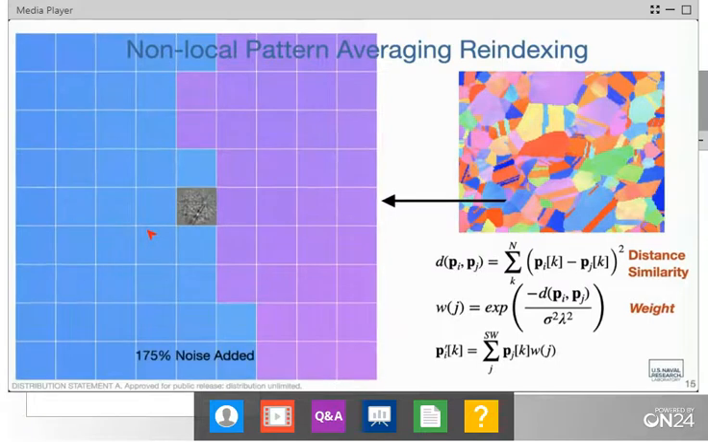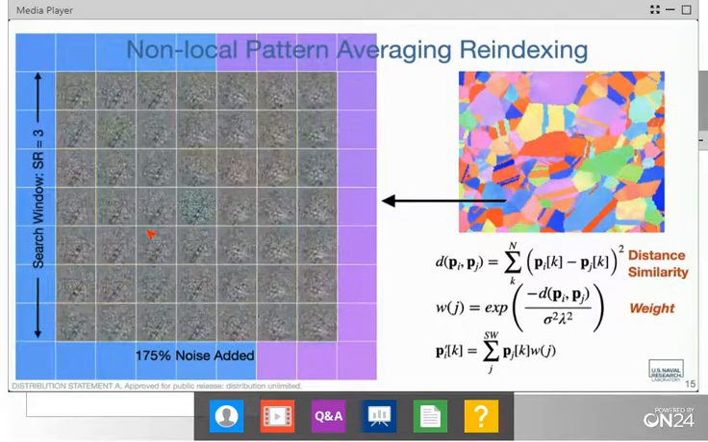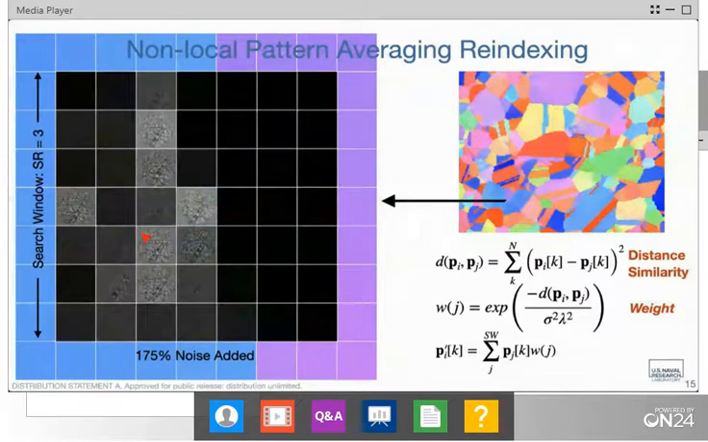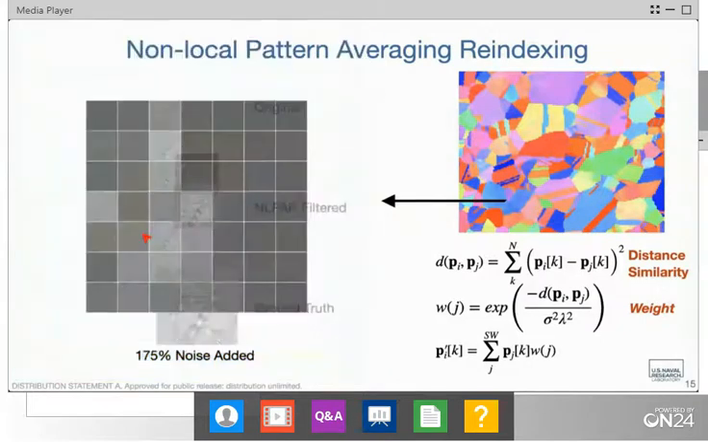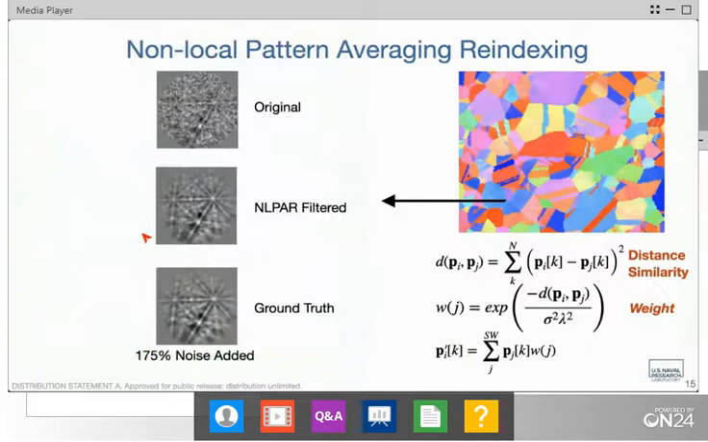But if we start adding some noise to our patterns, here we've added a considerable amount of noise. Here's the set of patterns now with the noise added. This is a synthetic noise that I've added to these patterns as a demonstration. But you can see that we're still lighting up primarily patterns that are only in the blue grain, and we're ignoring the patterns within the purple grain. It does quite a good job. Now if we take those patterns and average them according to those weights, this is what we get. The ground truth pattern is presented there, along with the NLPAR filtered version versus the original. So you can see that we have a very high quality pattern to index.